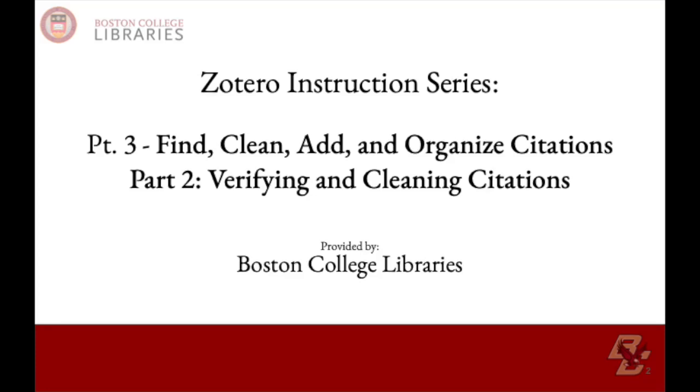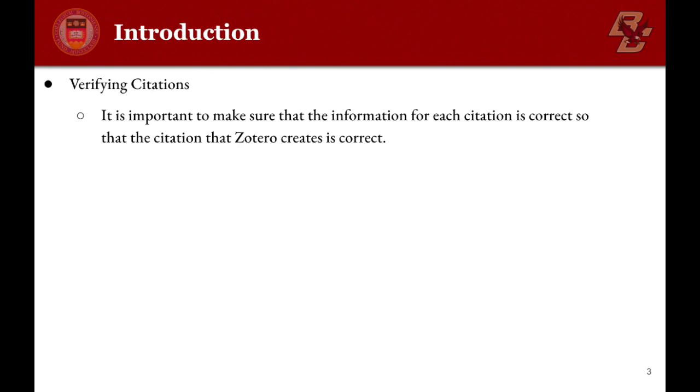Now that we have a few citations, let's verify that the information about each citation is correct. This is important to do because the citation information we pulled may still have errors. Technology isn't perfect. If the original citation has an error, then our citation will have an error as well.